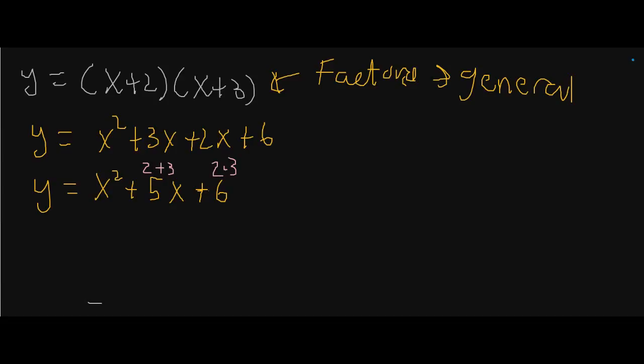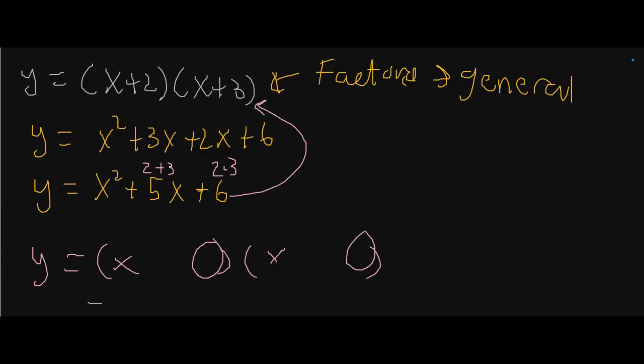If we want to go backwards, let's say we have y is equal to, and we know the answer. Here I have x and x. If I want to go back from here to up here, we just have to think backwards. What two numbers add to give me 5, but multiply to give me 6? That's just going to be 3 and 2. And we know we're just going to get a plus in between. So that's how we work through it.